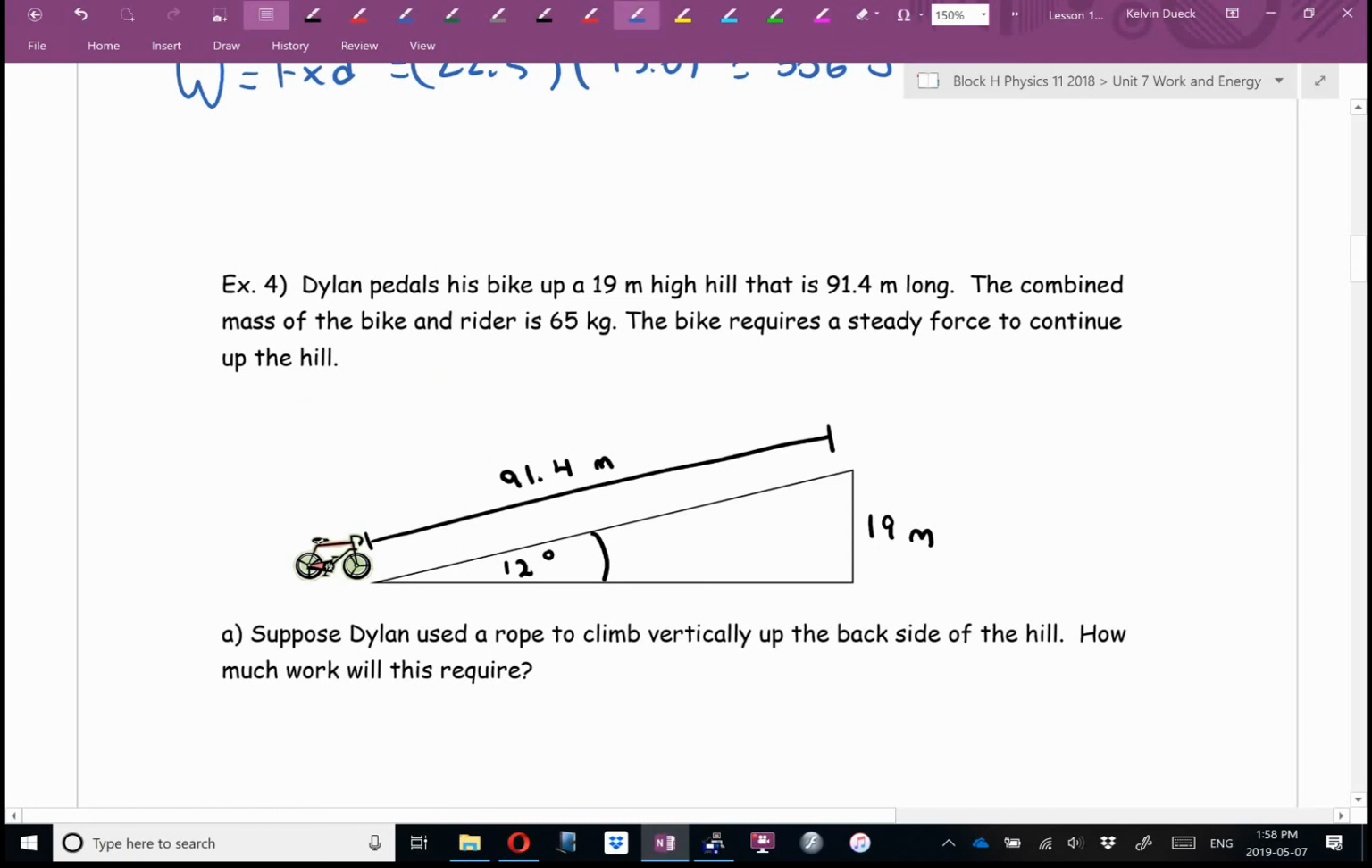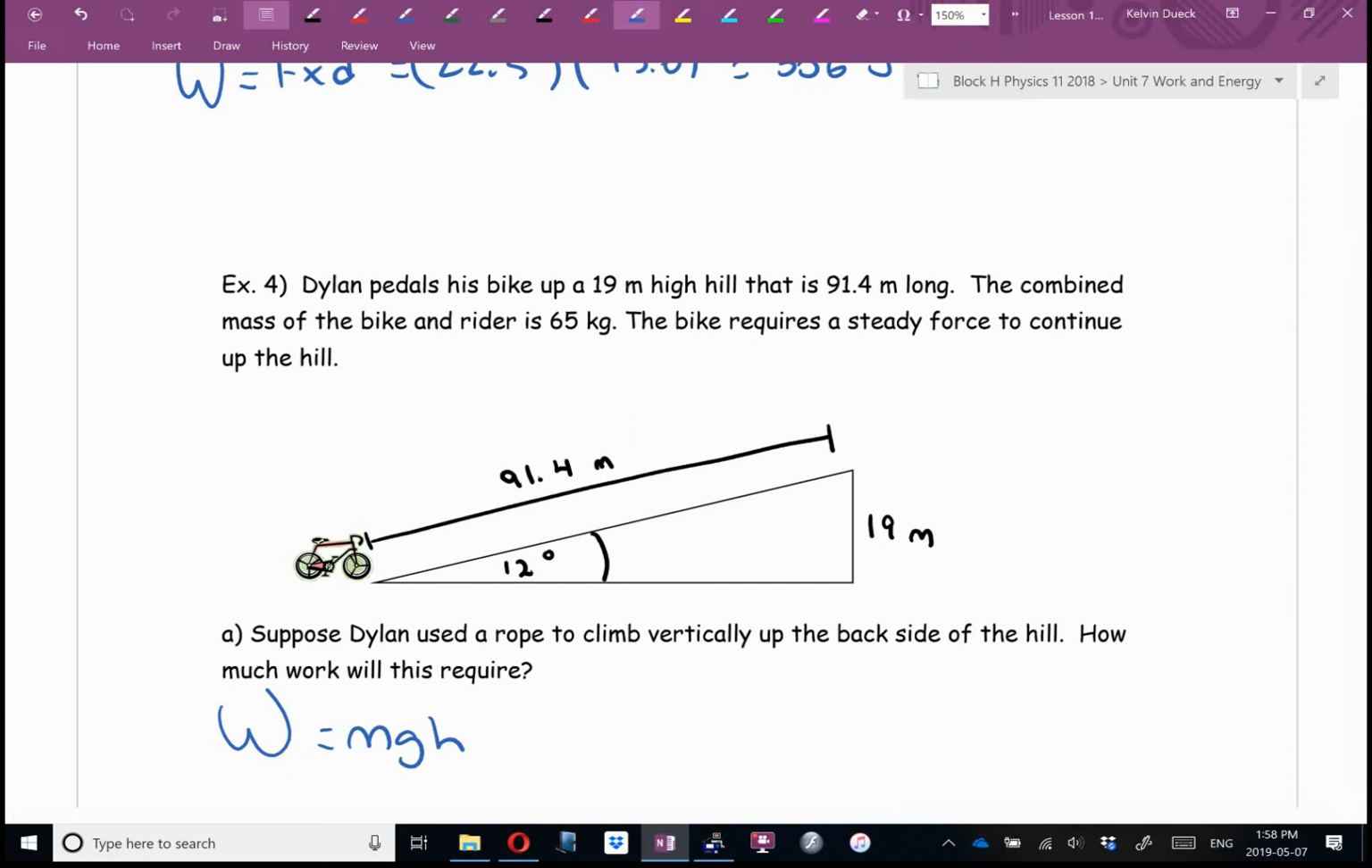Let's try that again, Mr. Dueck. Why can't I go the force of gravity times 91.4? What direction is the force of gravity? Vertical. So I have to use a distance that is likewise vertical. If I want to calculate how much work to go up the hill, the work is going to be mgh.